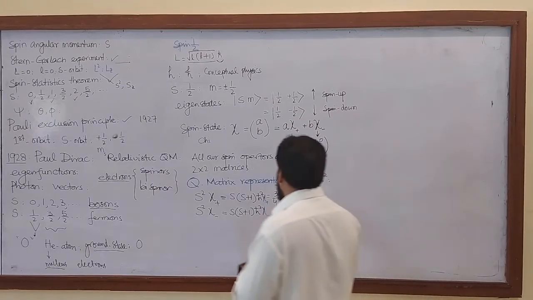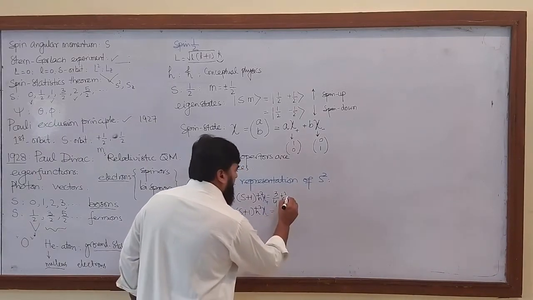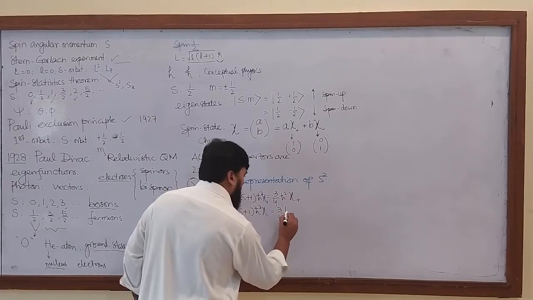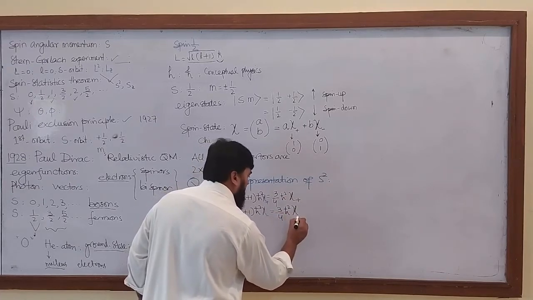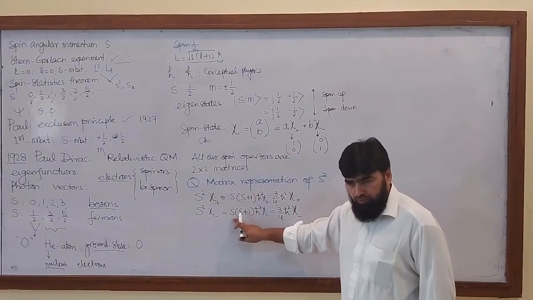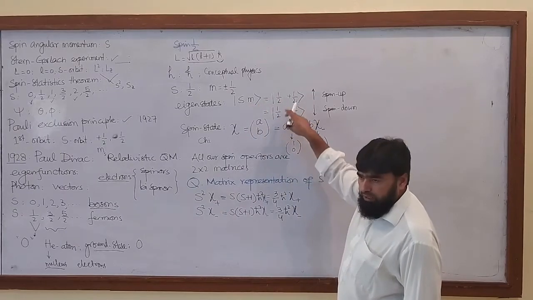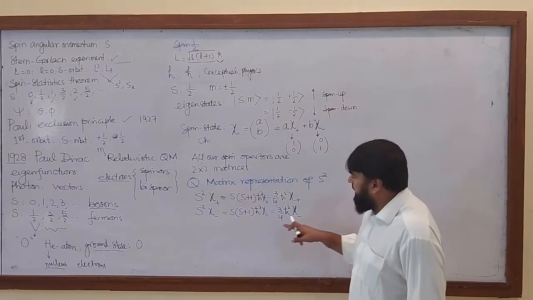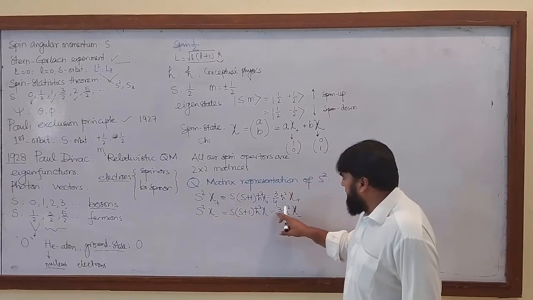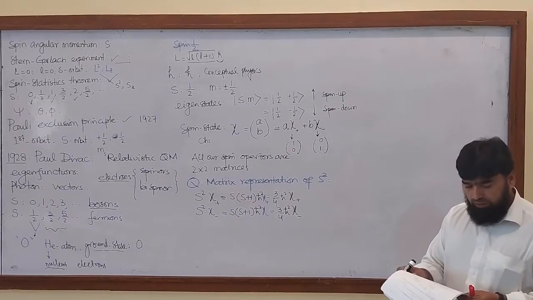So this will be equal to, and here we will have to write chi plus. This will also be equal to 3 by 4 h bar square chi minus, because S is the same, it is the M which changes: plus half and minus half. So if it operates on chi minus as well, we will get 3 by 4 h bar square chi minus.